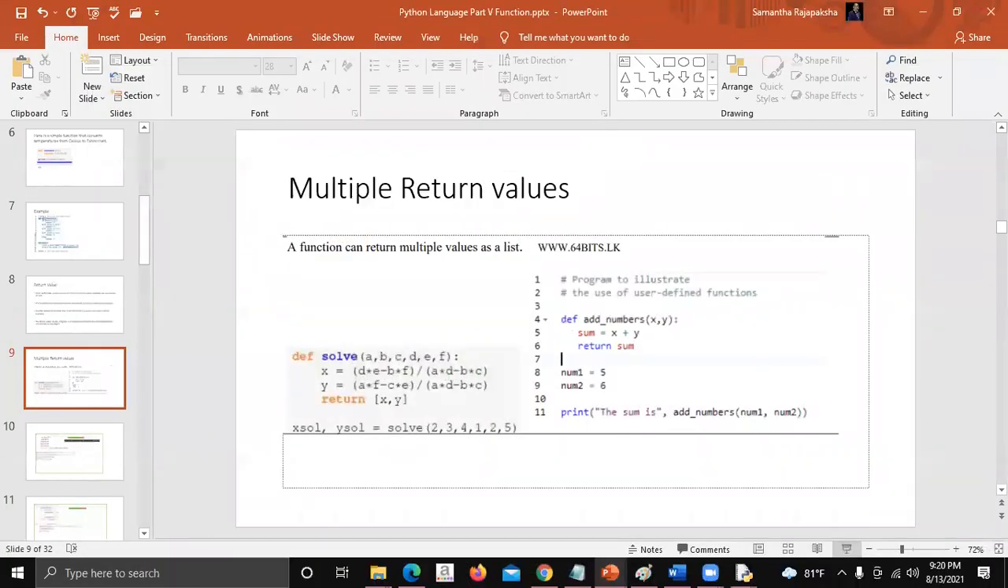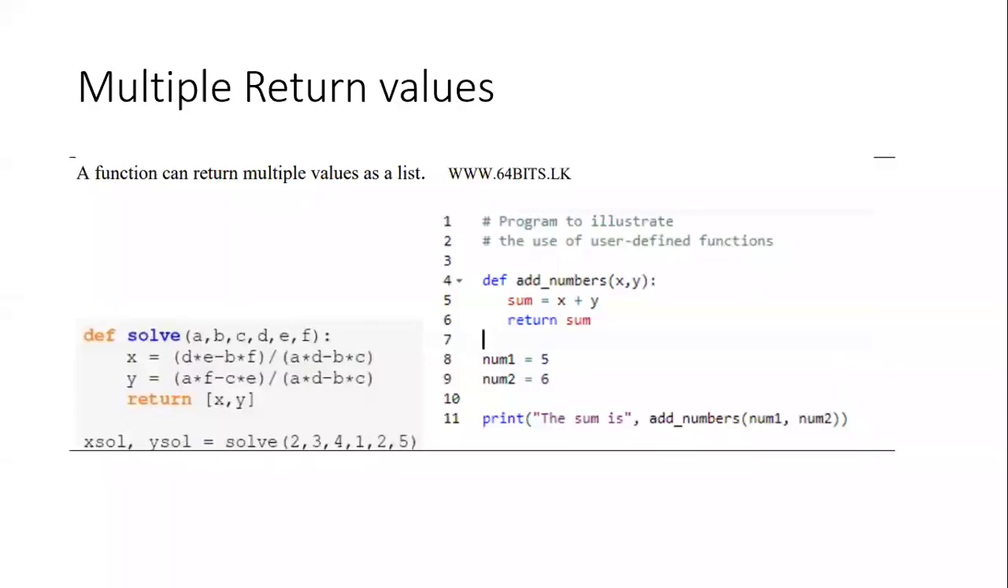And again, remember, in some instances your program wants to return more than one value. In that case, how do you return more than one value? To return more than one value, you can create a list. You can create a list of values and return it. So in this case, this is the function.